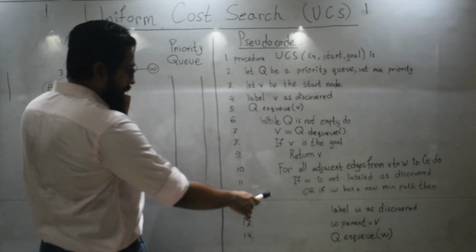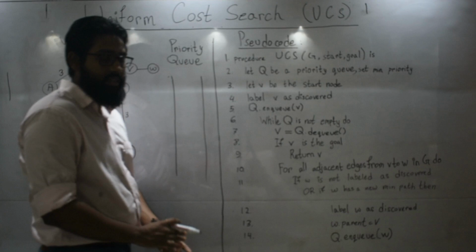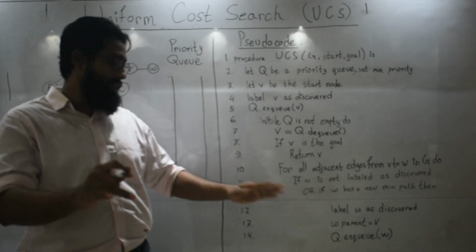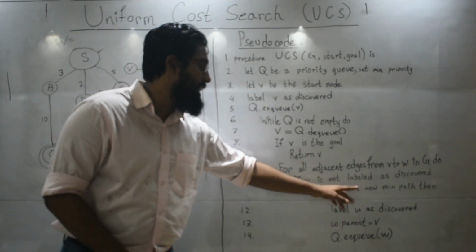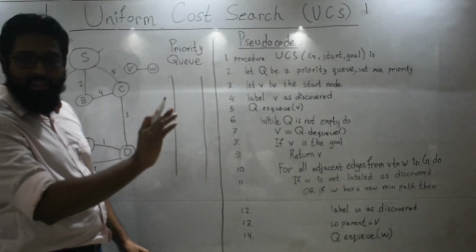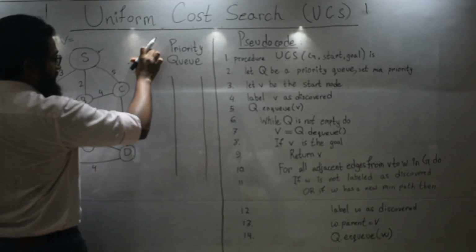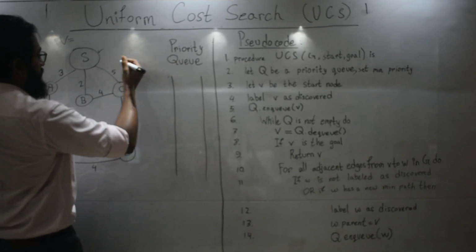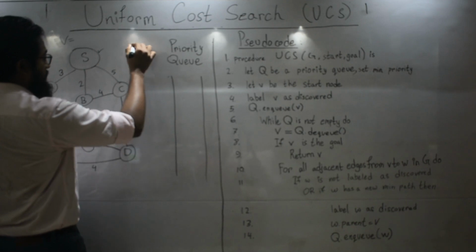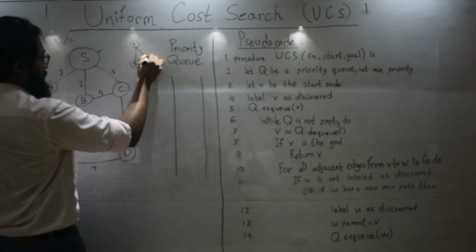Okay, so let's see what's on the first condition. If W is not labeled as discovered, if it is not discovered, then you do this task. The other condition is or if W has a new minimum path, then. You have already discovered one node, but then later on, let me show you an example of that one. Okay, say this. Okay. So from A, you go to B and C. Okay.